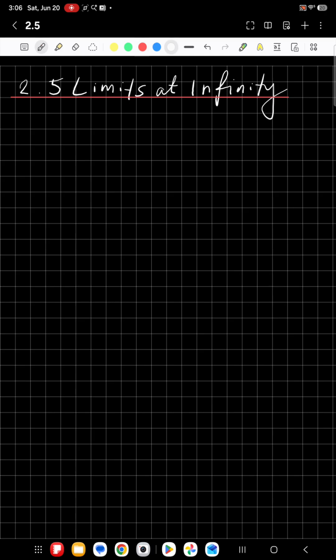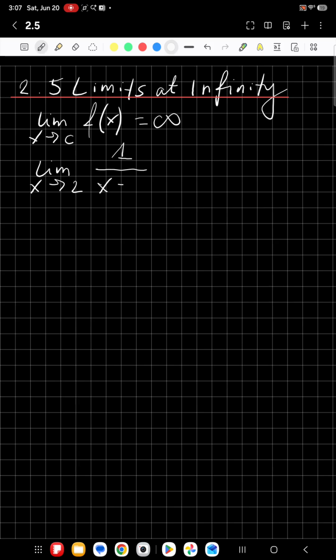So in the previous topic we had a limit with x approaching a number c, and then we had a function, and that was positive infinity or negative infinity, right? So basically let me give you an example. Limit with x approaching 2 of 1 over x minus 2.